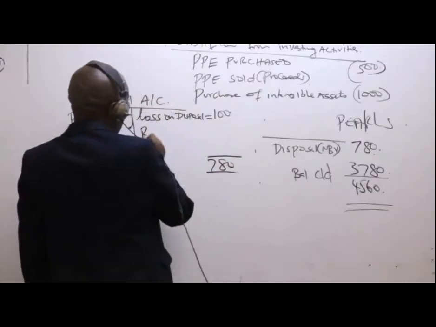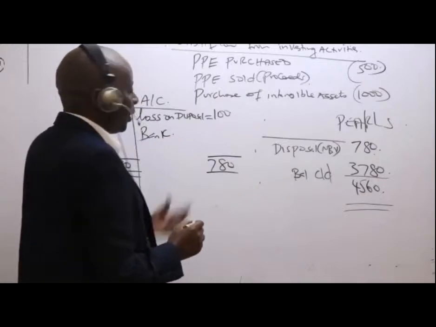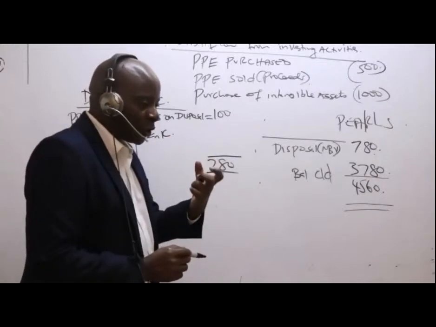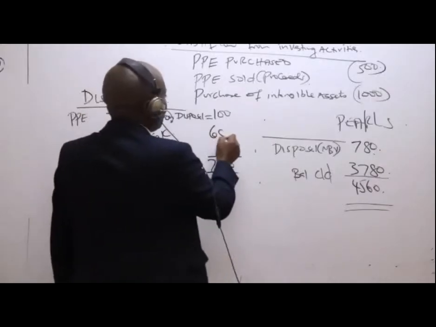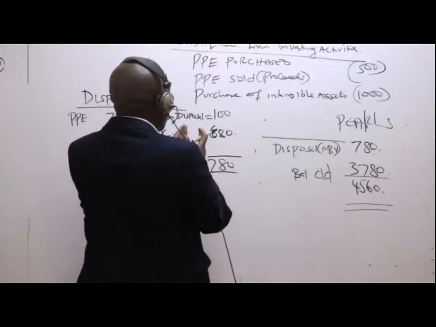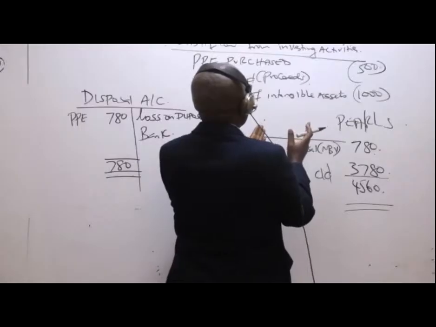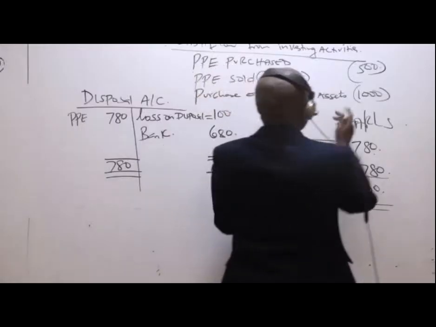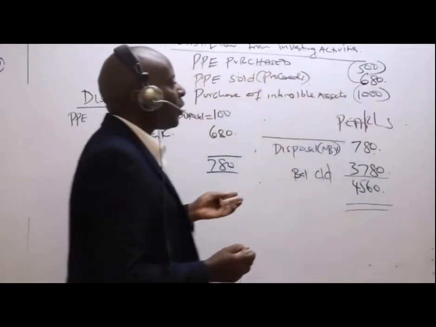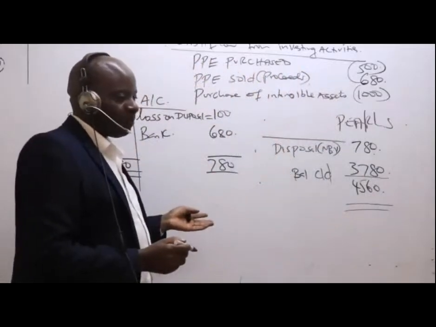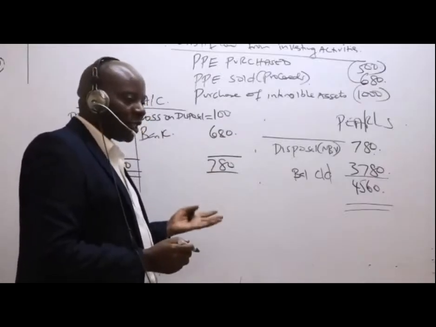So in this case, it means that out of whatever we disposed, we received how much in form of cash? 680. This is what we received, 680. So we credit this account, we debit bank, and then we bring this to the cash flow statement. And mentioned here, PPE is 680 positive. That's what we received out of this.